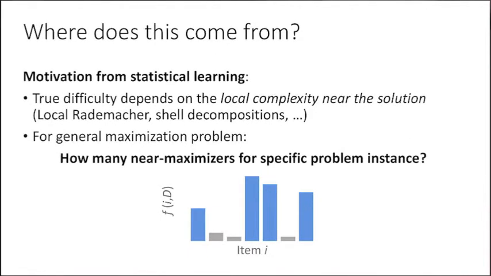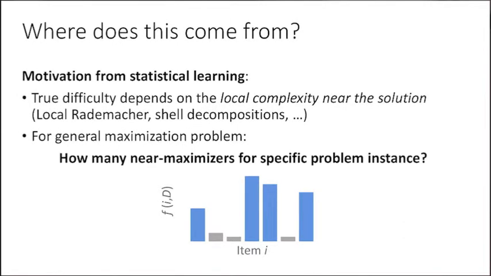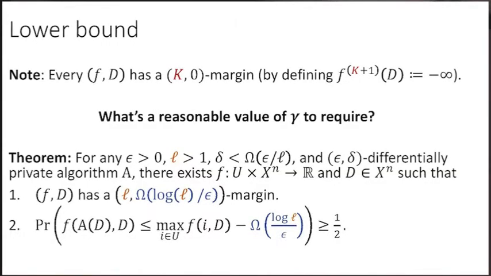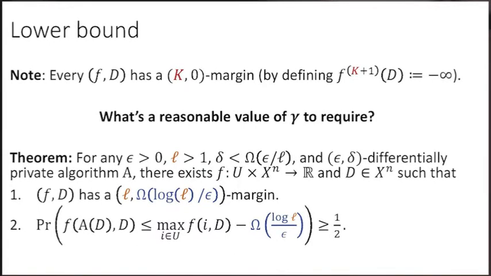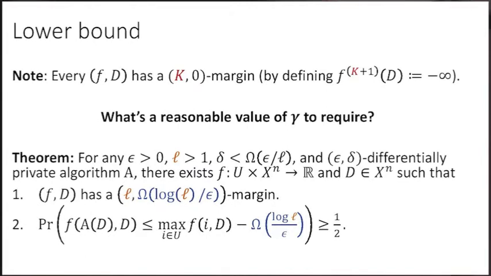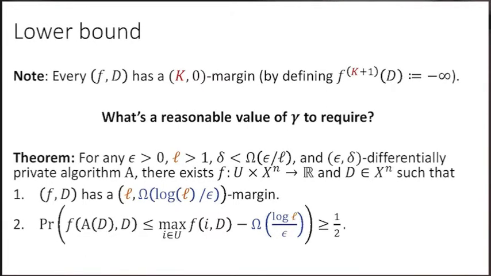Okay, so we can actually show a lower bound in terms of this property. You might ask, for any given value of L, what should be the right value of gamma, and this is what a lower bound can shed light on. So what we're able to show is that if you have any differentially private algorithm with parameters epsilon and delta, for a small enough delta, delta should be less than epsilon over L.